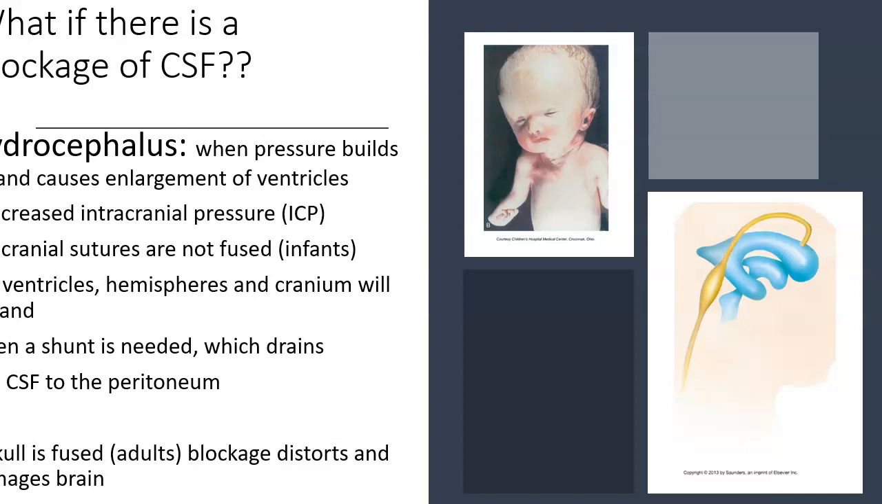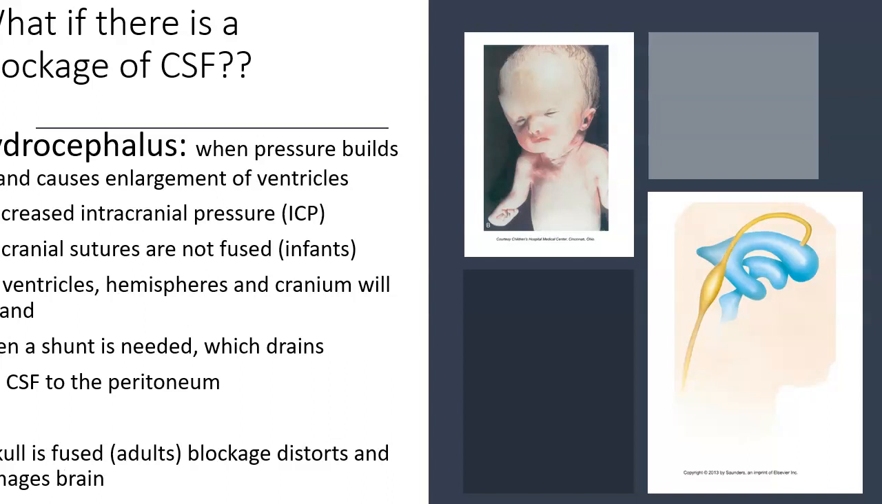And then you can see how that baby's head is disproportionately large to the rest of their body. So in this case, sometimes they'll put in a shunt to help drain that cerebrospinal fluid into the peritoneum. So this picture here on the bottom right is a picture of a shunt.